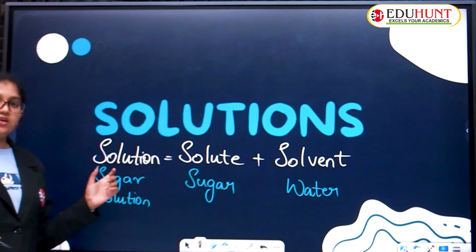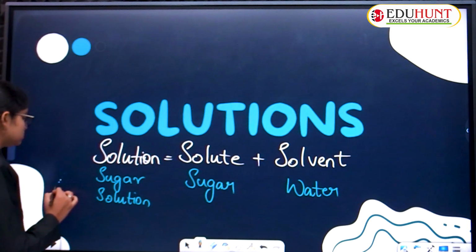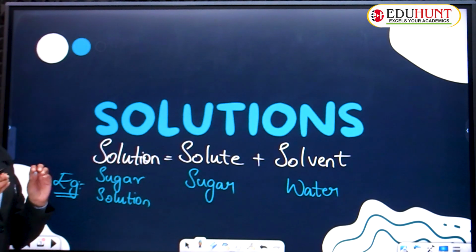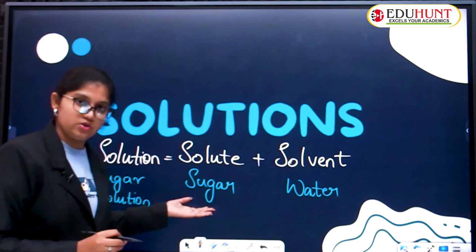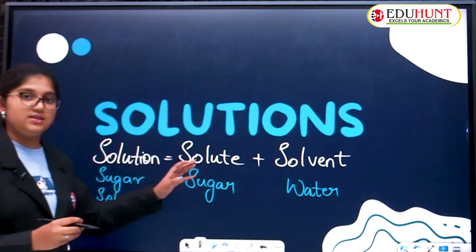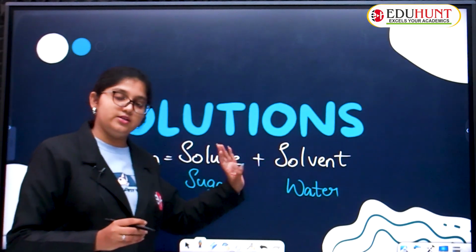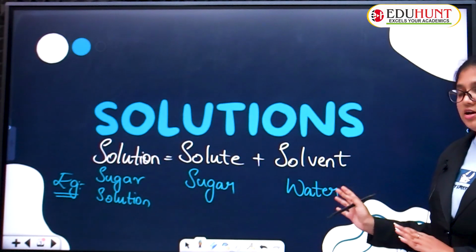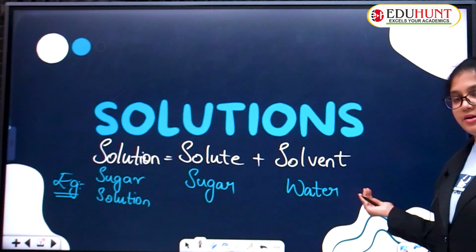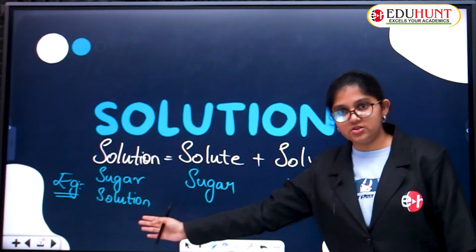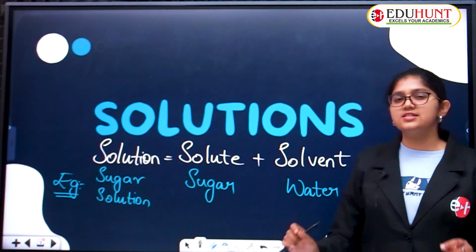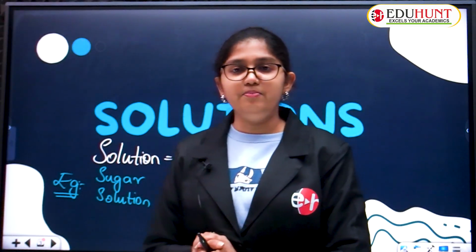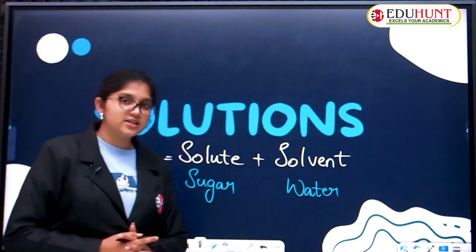Okay, so for example, if I take sugar solution, in that the amount of sugar is called the solute and the amount of water we are taking in that is called the solvent. Simply, solution is equal to solute plus solvent. So sugar plus water will give rise to sugar solution, right? So that is an example of a solution. That is the simple brief definition of a particular solution. Did you get that, children?